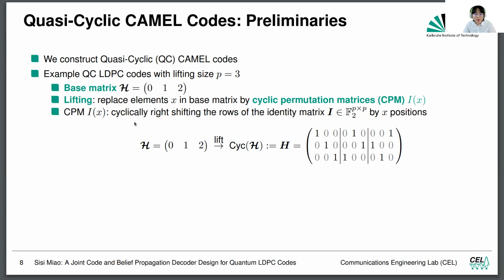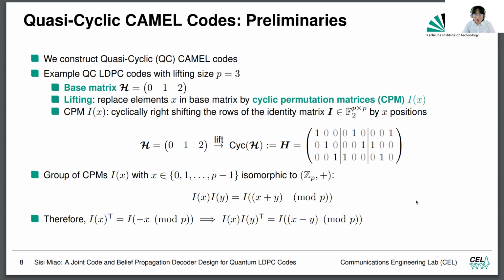And what is a CPM? A CPM is obtained by cyclically right-shifting the rows of the identity matrix by x positions. For example, here from 0, 1, 2, we denote this lifted matrix as H, a binary H, and you can see the identity, shifted by 1, and shifted by 2. Then we have a quasi-cyclic code. And we have a very nice property of the CPMs: they are isomorphic to the integer group modulo P with addition. So the matrix product is mapped to the addition of the elements in this additive group Z_P. And the transpose becomes taking the additive inverse, so I_x times I_y transpose is essentially just I_{x minus y}.